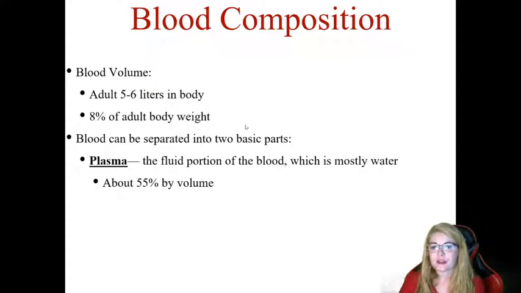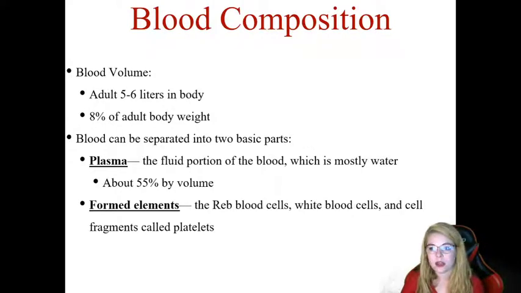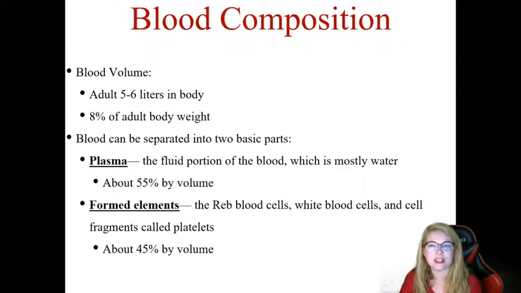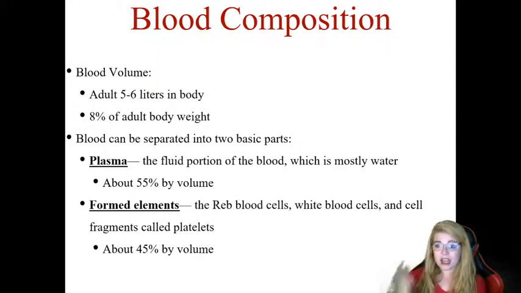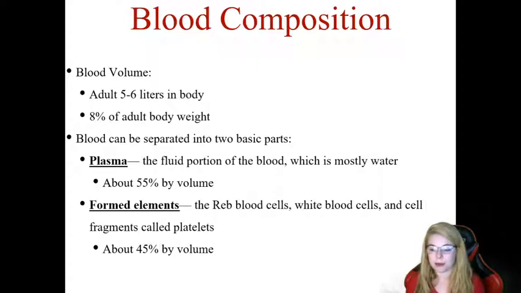water. The second main part we can separate our blood into is called just the formed elements of blood, and these are those things that you've probably heard of in your blood before. These are the red blood cells, the RBCs, the white blood cells, often abbreviated WBCs, and cell fragments, which you may have heard of, called platelets. And this makes up roughly 45% by volume of your blood composition.